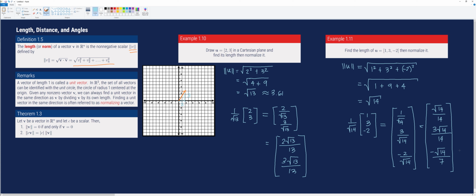Similar to dot products, this operation has some properties. The first property is that the length of a vector is 0 if and only if it is a zero vector. Also, the length of the product of a scalar and a vector is just equal to the product of the absolute value of the scalar times the length of the vector.